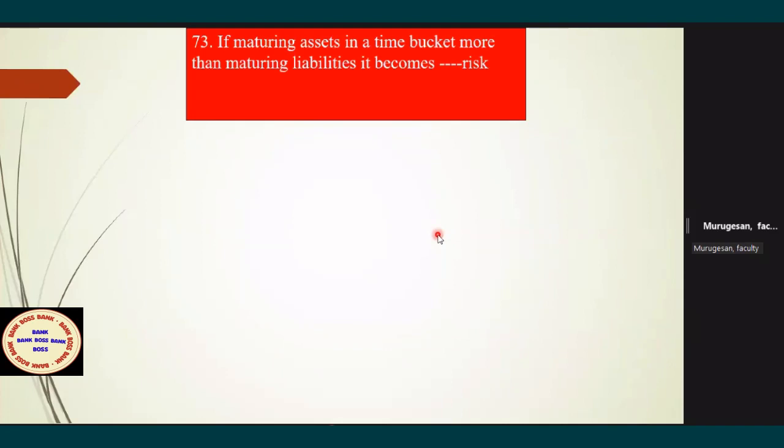Now one more question. If maturing assets in a time bucket, maturing assets mean inflow, note that down. Maturing assets mean inflow in a time bucket, maybe a 1 year bucket or 30 days bucket. There are 10 maturity buckets that we'll discuss in ALM, balance sheet management, tomorrow. But remember, it becomes a risk.